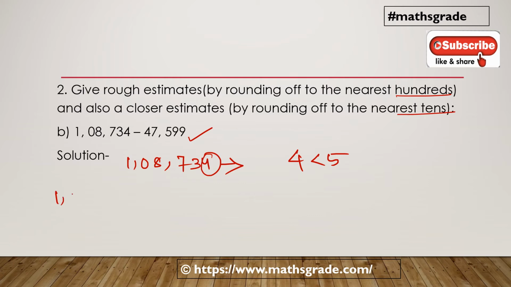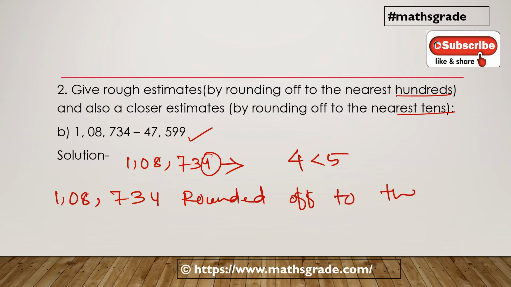So 1,08,734 rounded off to the nearest 10 is 1,08,730.